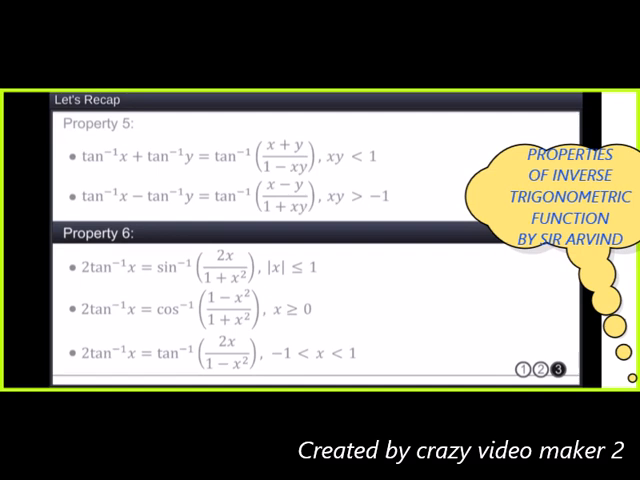Now the twice angle formula. 2 tan inverse x, the sixth property, is 2 tan inverse x is equal to sine inverse of 2x upon 1 plus x square. Here we have to use sin 2 theta is equal to 2 tan theta upon 1 plus tan square theta. Similarly, 2 tan inverse x in terms of cos gives you cos inverse of (1 minus x square) upon (1 plus x square), where you have to recall cos 2 theta is equal to 1 minus tan square theta upon 1 plus tan square theta. Similarly, 2 tan inverse x is equal to tan inverse of 2x upon 1 minus x square.